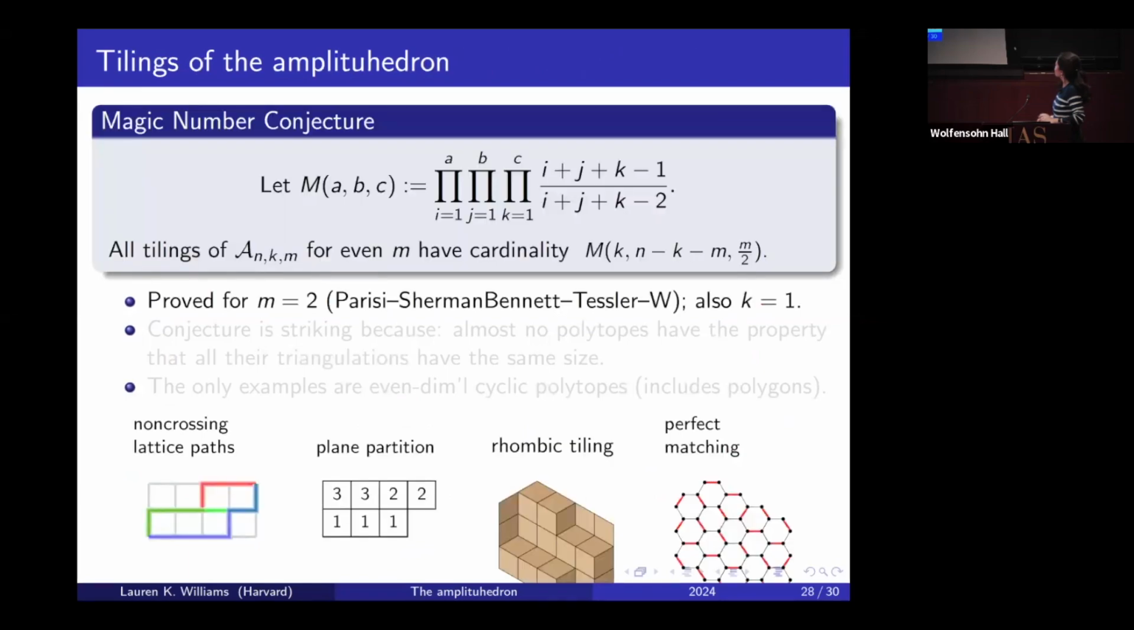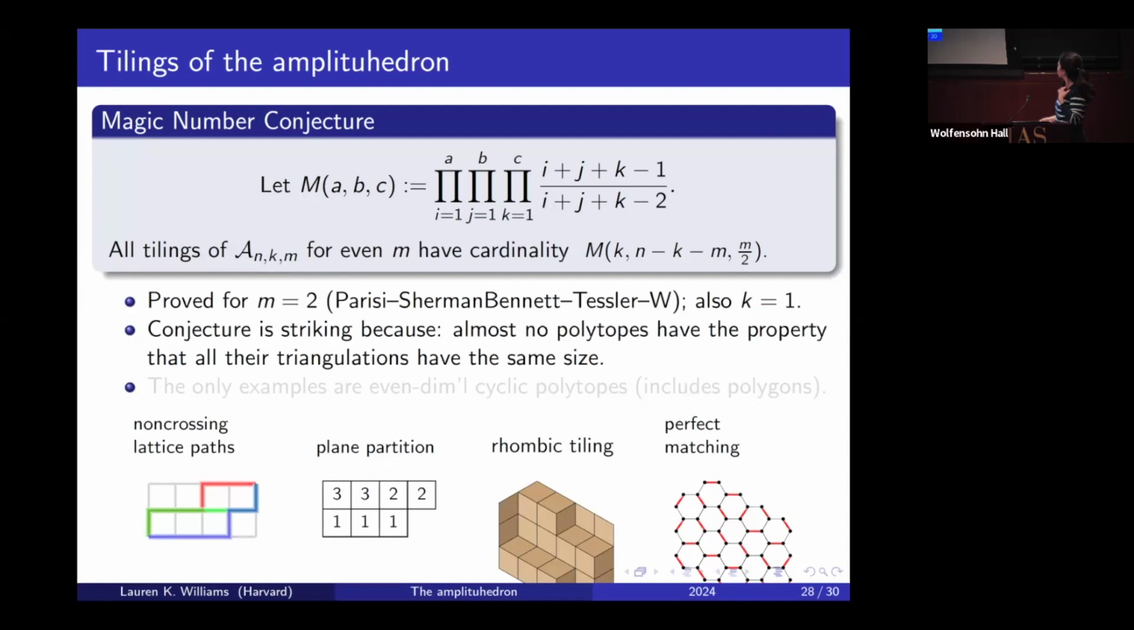Okay, right. So as I mentioned, this conjecture is proven for m equals 2, and it also holds for k equals 1 because that's the cyclic polytope case. And I just mentioned this conjecture is kind of striking because almost no polytopes have the property that all triangulations have the same size. The only examples, as far as I'm aware, are even dimensional cyclic polytopes.